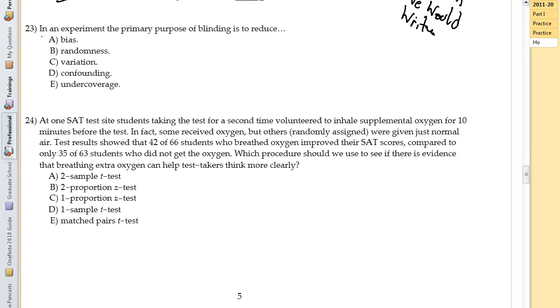All right, 23. In an experiment, the primary purpose of blinding is to reduce bias, right? We blind to prevent reporting bias. Not randomness. Blinding doesn't take care of randomness. Blinding doesn't take care of variation. Blinding doesn't take care of confounding. And blinding doesn't take care of undercoverage. Blinding takes care of bias. And then 24.